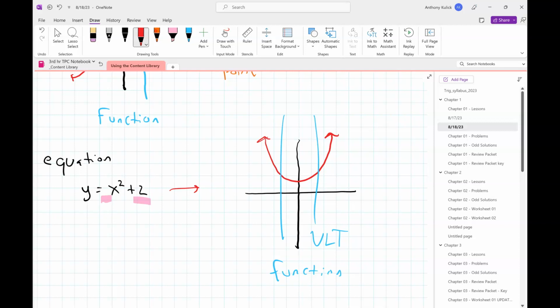Is everybody okay with that method? That's typically the easiest way to do that. Now let's pretend you didn't remember any of those things from last year because you didn't. How else could we get the graph out of this thing? Plug it into the calculator. Let's review how to do that.